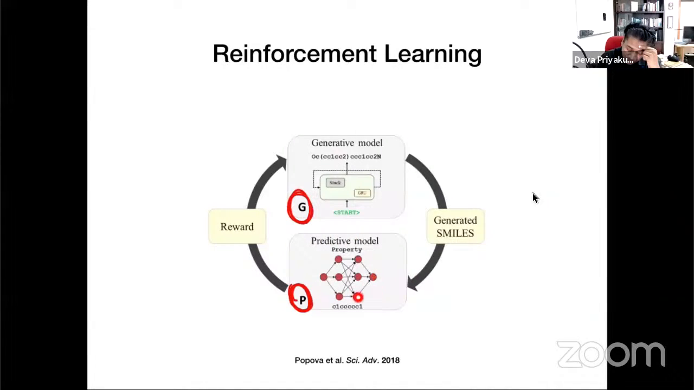And then if the property that is predicted is close to what we want, then you give a reward to this particular generative model, right? If it is not close to what you want, you penalize that model. And then when you maximize the reward, or you say that the reward has to be maximized, then slowly the generative model will start suggesting molecules which have properties that are something that we want, right?